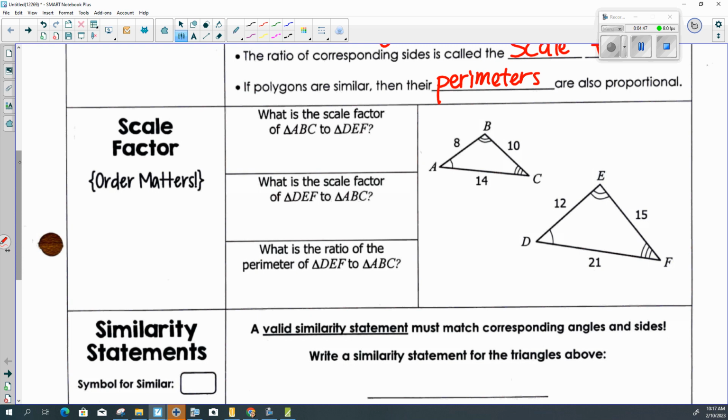So I have to write this for me. When I'm trying to find a scale factor, the numerator is where I'm going, and I'll show you what this means in a minute. And the denominator is where I started. If you keep the numerator as where I'm going and the denominator as where I start, you'll never accidentally have the scale factor upside down. It just won't happen.